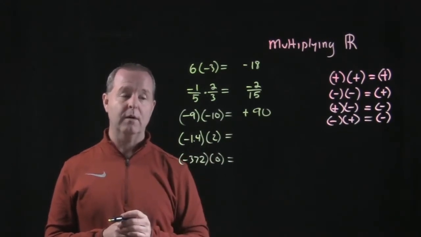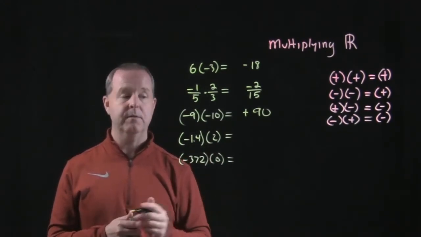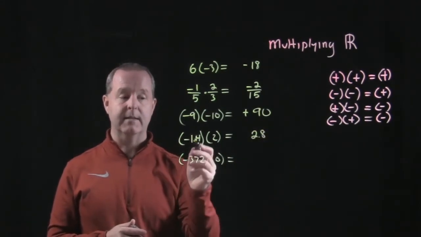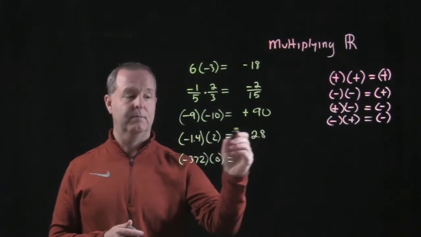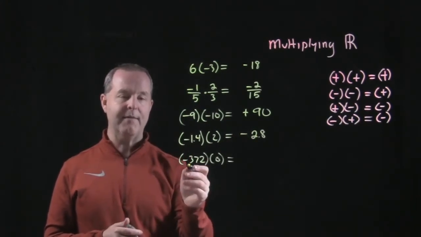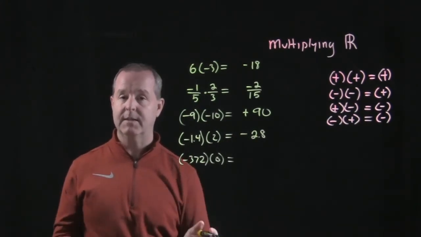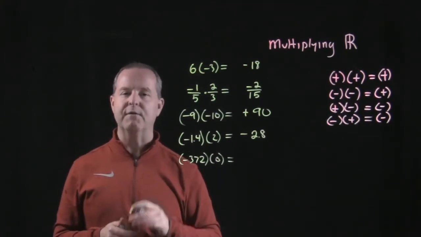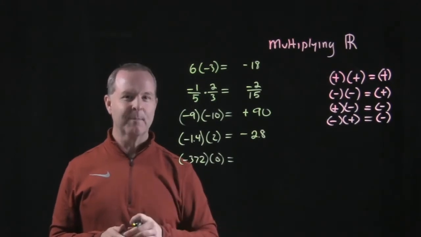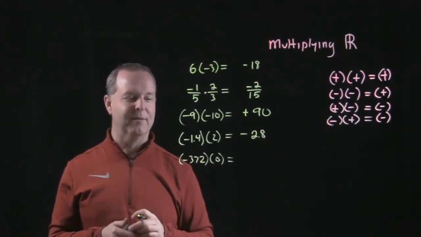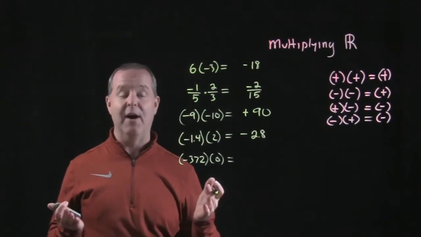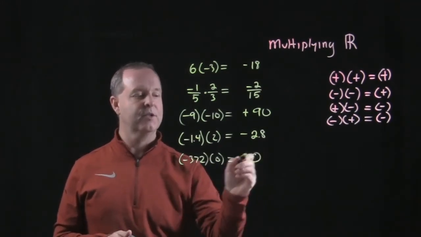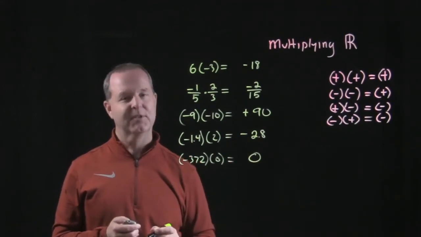Negative 1.4 times 2 produces 2.8, and its sign, a negative times a positive, produces a negative. And now I have negative 372 times 0. Oh, I love 0. Zeros, if you can understand the power of them, will help many problems. Negative 372 times 0: anything times 0 just becomes 0.